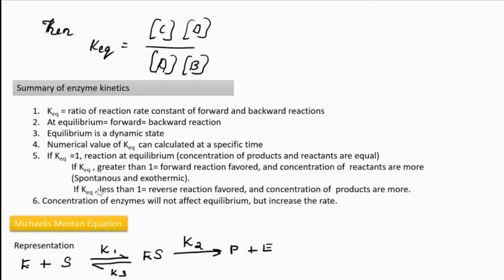If K equilibrium is less than 1, it means the amount of reactants is less and the number of products is more, so the reaction will proceed in the backward direction, that is the reverse reaction is favored. That's it. Then the sixth point: the concentration of enzyme will not affect the equilibrium, it only increases the rate of reaction. If we increase the concentration of enzyme, it will not affect equilibrium, but it can increase the rate.